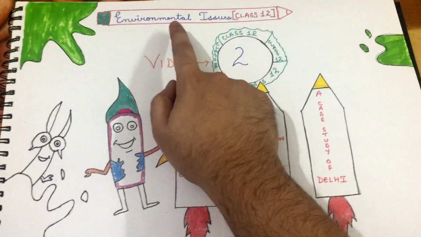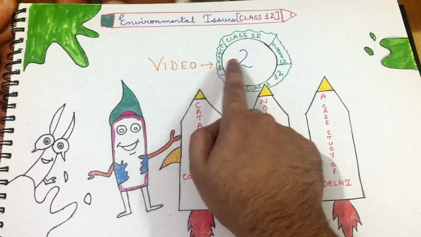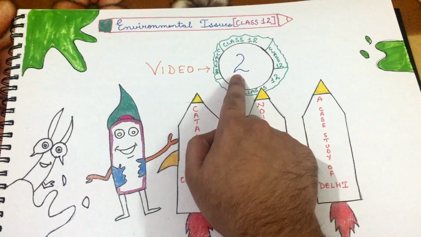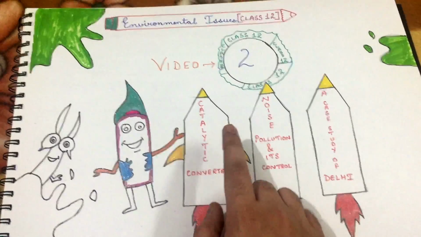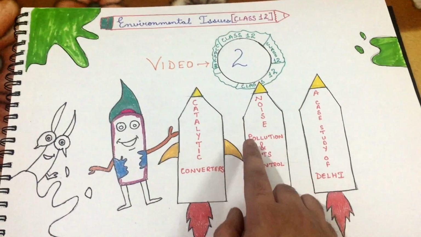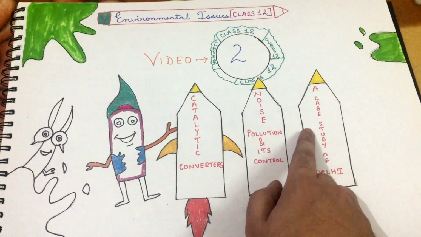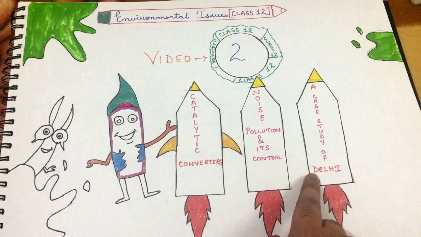Hello students, today we'll do environmental issue video 2. This is the second video of environmental issue for class 12, and the topics covered in this video are catalytic converter, noise pollution and its control, and a case study of Delhi. So let's begin.